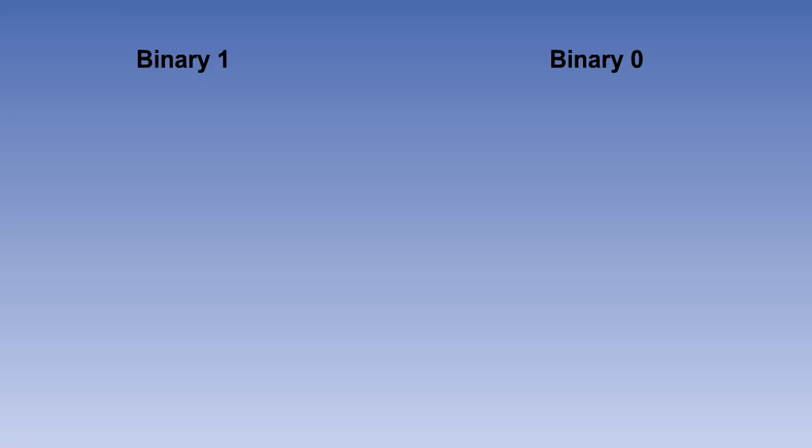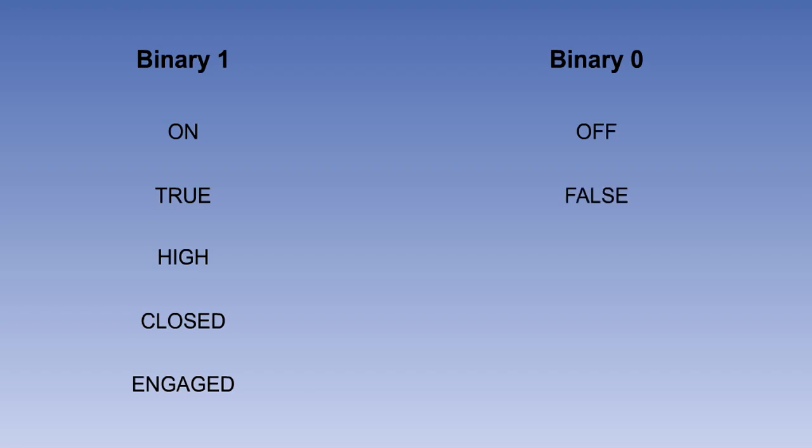You may find binary 1 also expressed as on, true, high, closed, or engaged, and binary 0 as off, false, low, open, or disengaged.